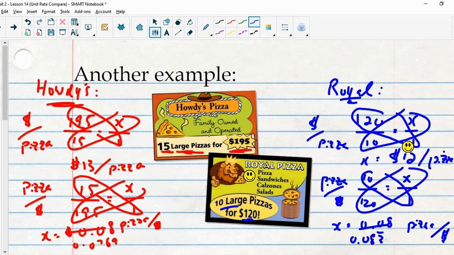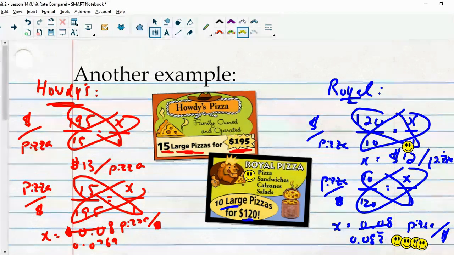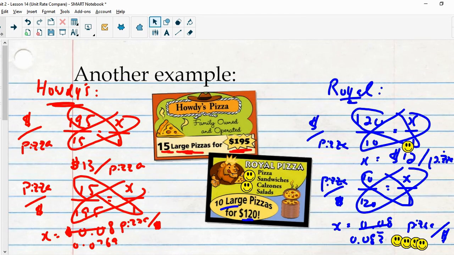Which one's the better deal? It might be harder for you to see. Yeah, still this one. Why? You're getting a little more pizza than with the other one. This one gives you a little more pizza. Have you noticed that in both cases, it's still the better deal?